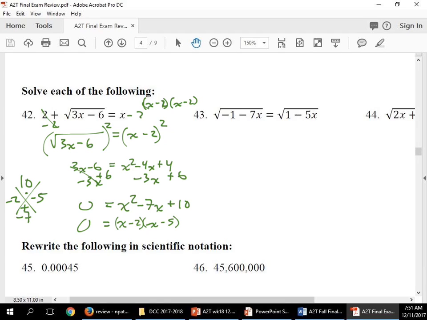If I take each of those factors and set those equal to 0, what do I get? I get x equals 2 and 5. But that's not your answer yet. We must check for excluded values, or extraneous solutions, I should say.